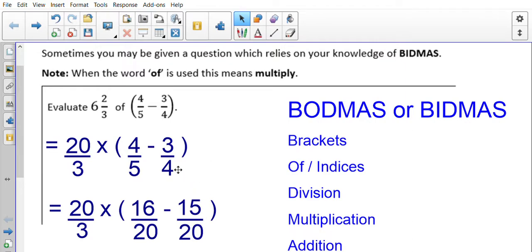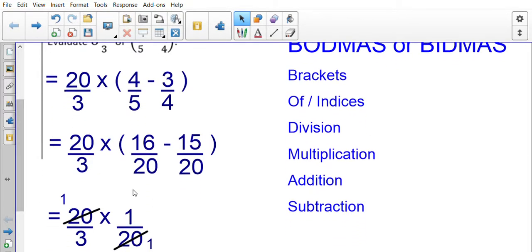For the second fraction, I had to multiply the 4 by 5 to get to 20. Therefore, I must multiply the 3 by 5 as well. So 3 times 5 is 15. I like to think of it as: whatever you do at the bottom, you must do at the top. Now that the denominators are the same, I have 16/20 take away 15/20. You'll notice I haven't changed this 20/3, that's staying the same. I'll leave it there. Just make sure you deal with the brackets first. So 16/20 take away 15/20 leaves me with 1/20.